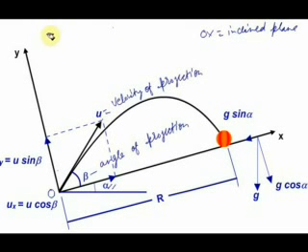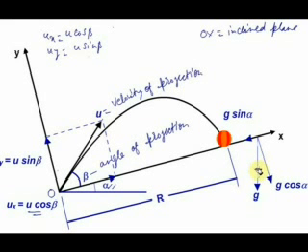So ux, which is the component of velocity along x direction, and the x direction is now along the plane, so this will be u cos beta. And uy would be the velocity component perpendicular to the plane, u sin beta.